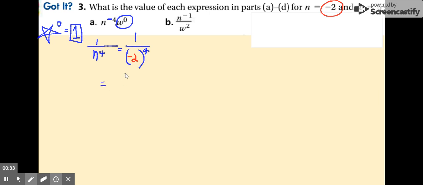So what is 1 over negative 2, negative 2, negative 2, negative 2? You multiply these two to get 4, these two to get 4. So 4 times 4 is 1 over 16.